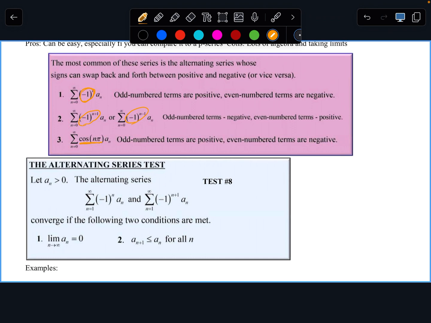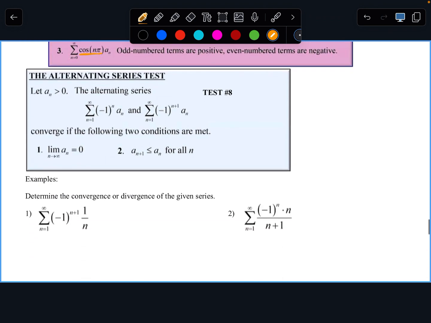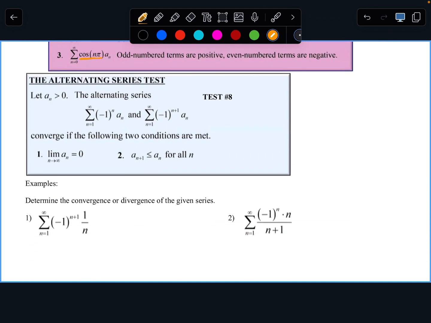I don't see that very often on free response. I usually see it on multiple choice, where they'll say which one's an alternating series. So just keep in mind anything that changes positive, negative is alternating. Alternating series test is really easy until we get to tomorrow. So it's really not bad. It doesn't take a long time, which is why I don't mind it.